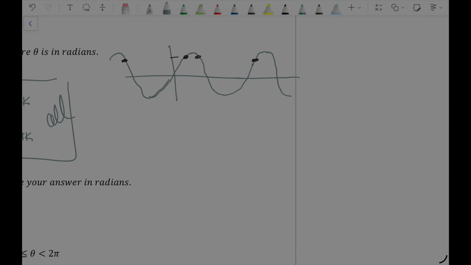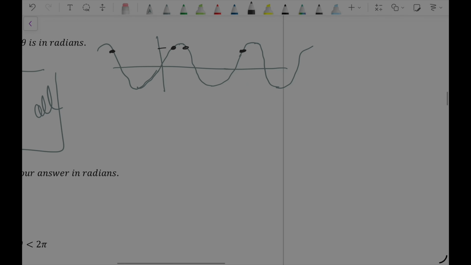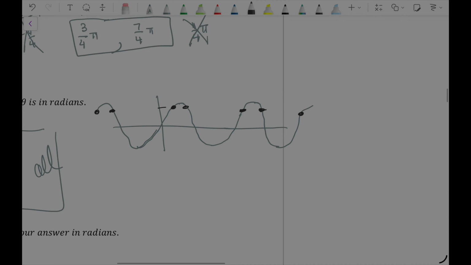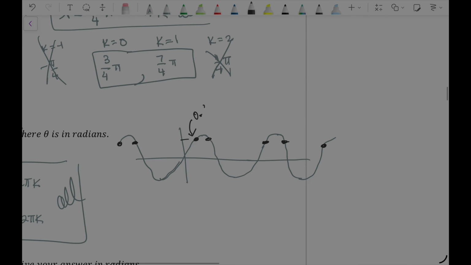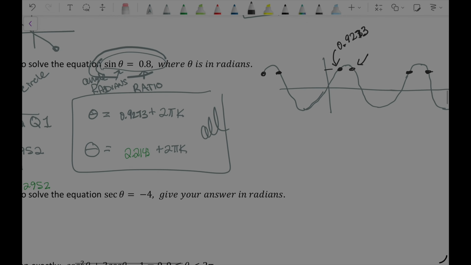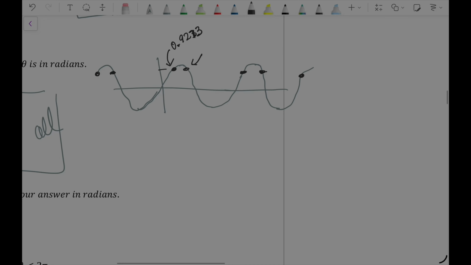Let's get our graph to continue. And here, and here, and here. And the process is going to continue, okay? If this one was 0.9273, and this one, 2.214, one full period later, it will happen, and again and again and again.